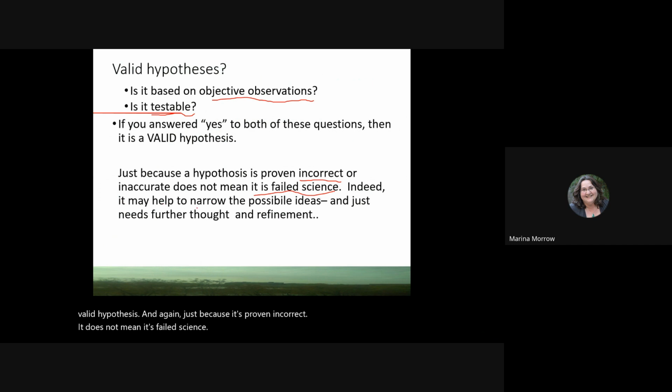Instead, that helps to narrow the possible ideas. And people just have to go back and think about it some more, try another angle. Like I said, the sky is blue because we have an atmosphere and light gets scattered in that atmosphere. So oxygen was involved. It's just not in the way that hypothesis originally was stating it.